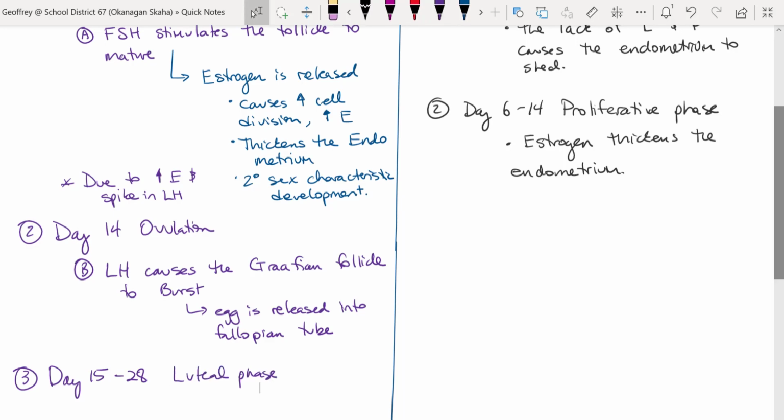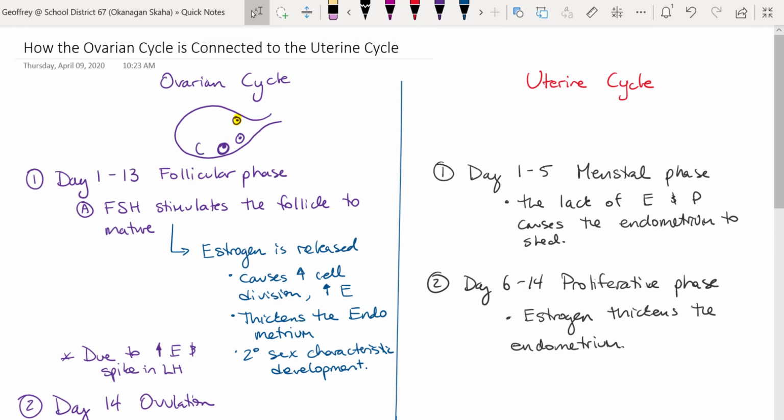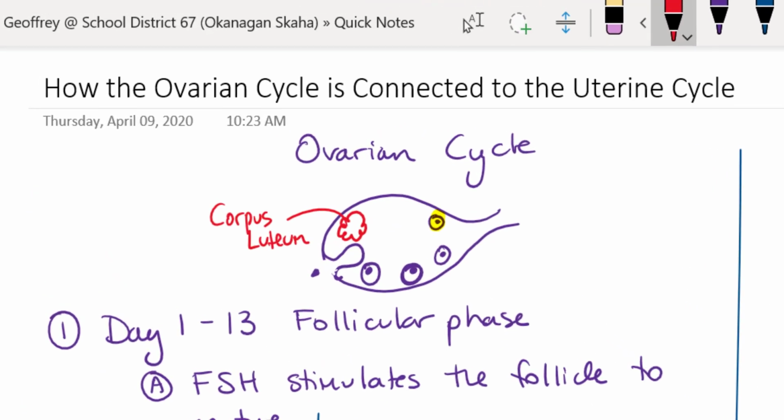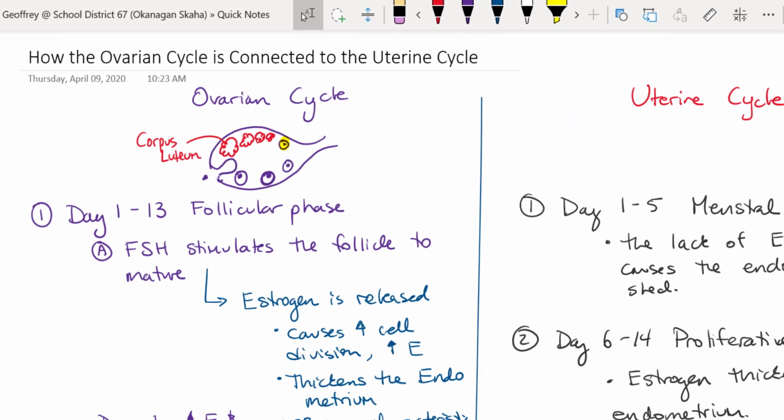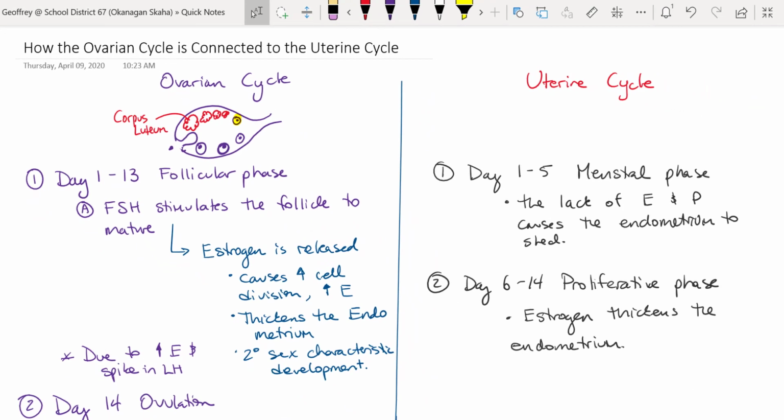And if you remember, you just go back up to here, the luteal phase, we're going to draw this in, and the follicle will burst, that little egg will come out. And then what we're talking about with the luteal phase is the corpus luteum, and it's going to start to produce estrogen and progesterone. And what that does, and we're going to talk about this in a second, it's going to support the uterus. And it starts big, and then it gets smaller and smaller until there's not enough estrogen and progesterone, and that's when we get back to the beginning of the cycle.